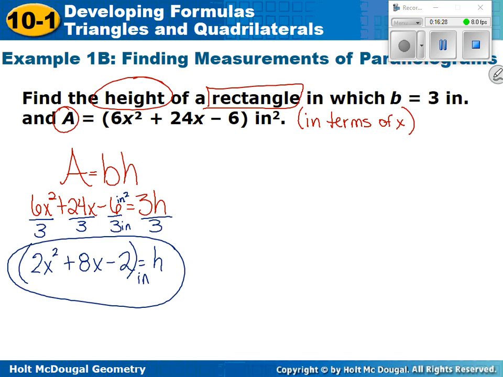Are we good with that? Okay, so we're just solving for a variable. Don't let the x part make you all stressed out. You can have an x left in your answer.